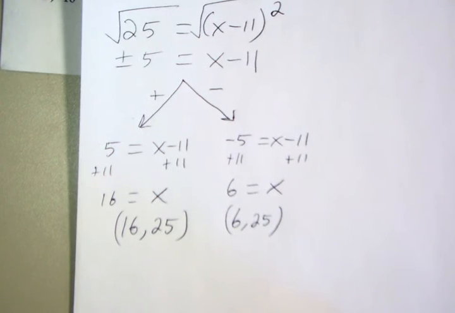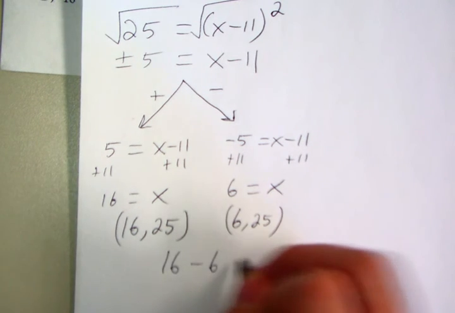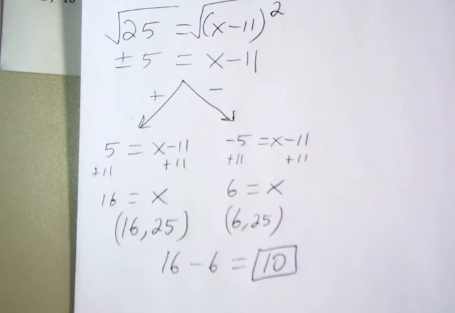What we're looking for is the distance between these 2 points of intersection. The y value is the same, the only difference is the x. We take 16 minus 6, which gives us 10.